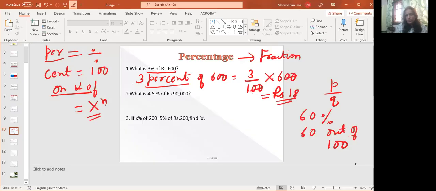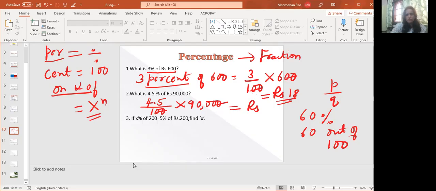What is 4.5% of 90,000? Again, we'll convert. 4.5. This is a fraction. Per means divided by. Cent is 100. Of is multiplication. 90,000. Okay. So now two zeros and two zeros get cancelled. You have to multiply 900 by 4.5. 4.5% of 90,000 is equal to how many rupees?